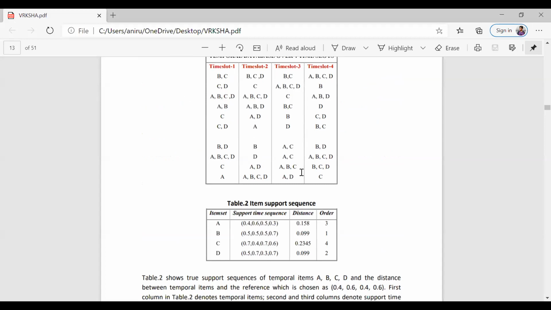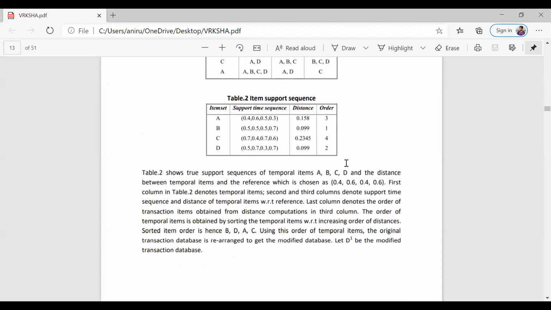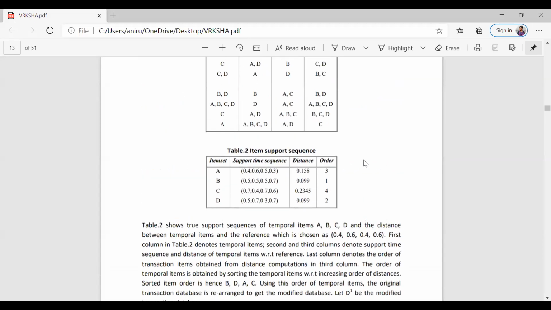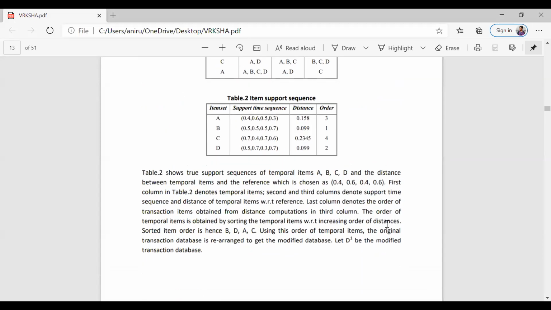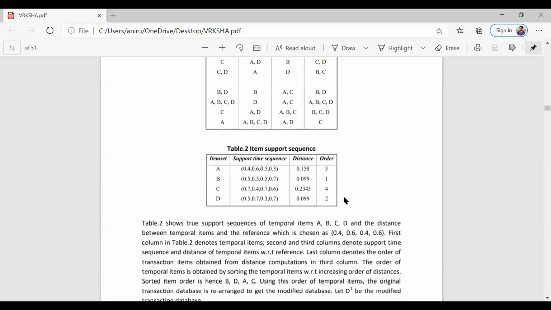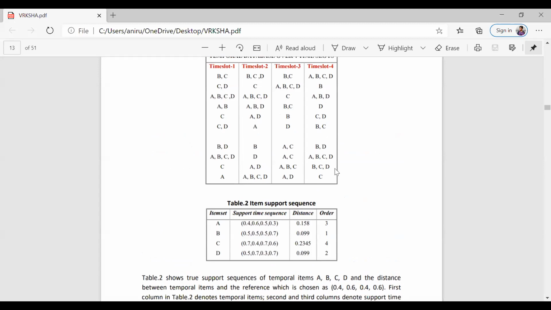So ultimately what we are trying to do is we analyze the data, and we also give a reference sequence. Say this is the reference sequence here, the values. What we try to do is find the most similar sequence or the most similar transaction that has happened in all the 4 time slots.